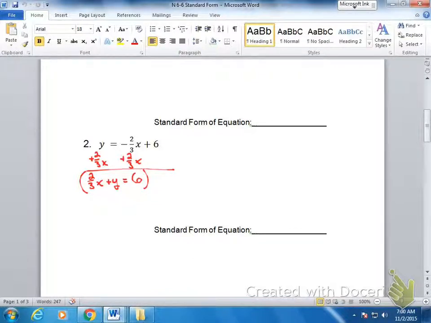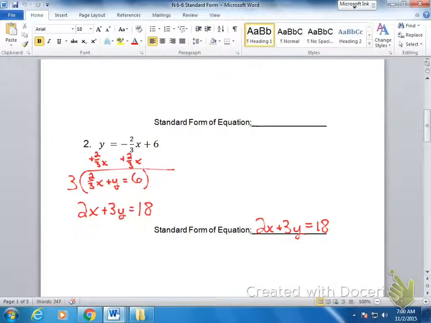The easiest way to do this is multiply by the denominator to clear out our fraction. So 3 times 2/3 times x, the 3's would cancel, you'd be left with 2x. 3 times y would be 3y, and 3 times 6 would be 18. We have ax plus by equals c. We don't have any negatives on a, and a is no longer a fraction. So our final equation is 2x plus 3y equals 18.